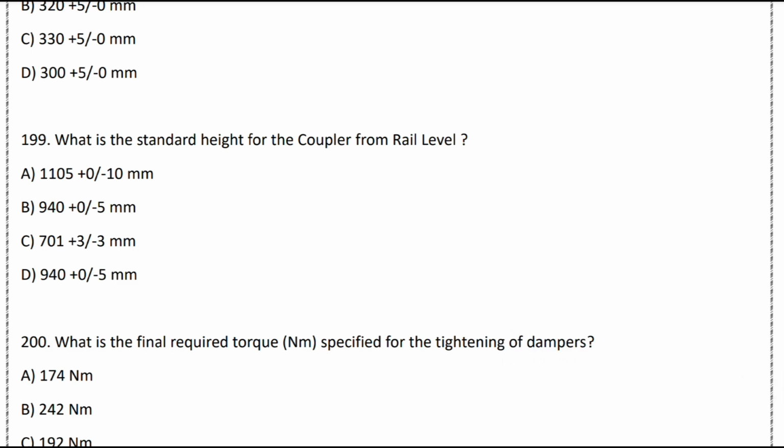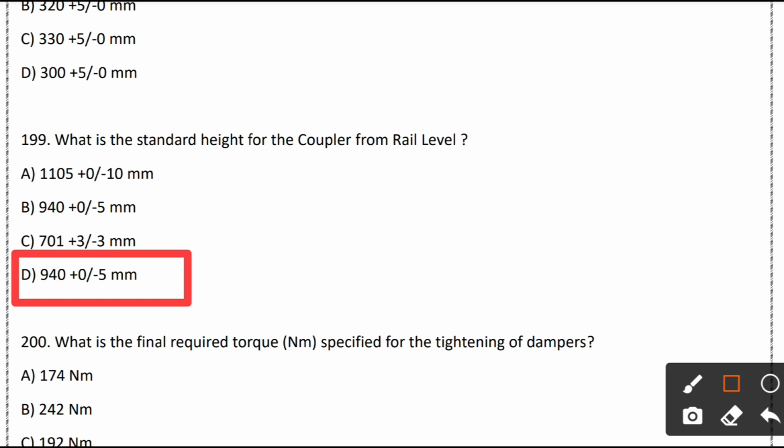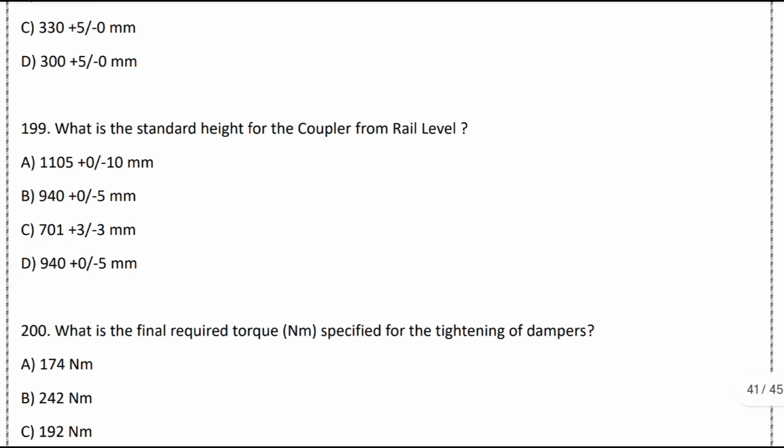199. What is the standard height for the coupler from rail level? A. 1105 plus 0 minus 10 millimeters. B. 940 plus 0 minus 5 millimeters. C. 701 plus 3 minus 3 millimeters. D. 940 plus 0 minus 5 millimeters. The correct answer is D. 940 plus 0 minus 5 millimeters.